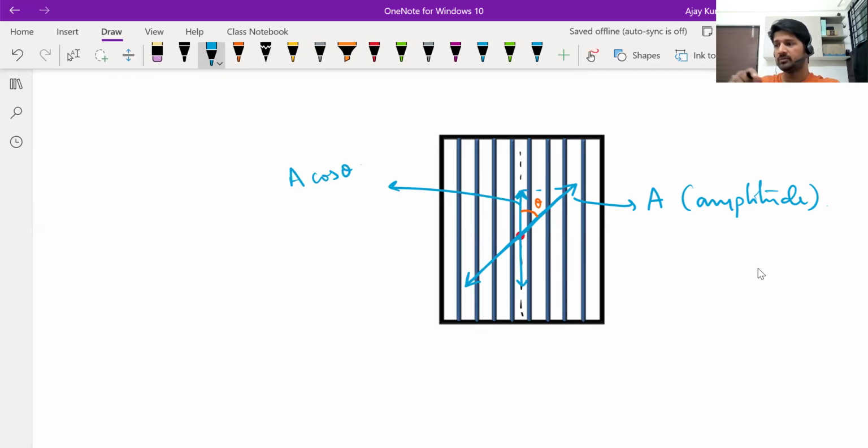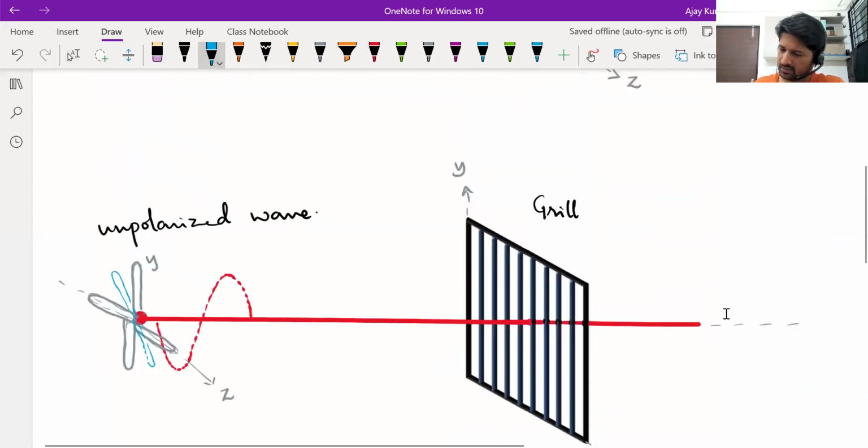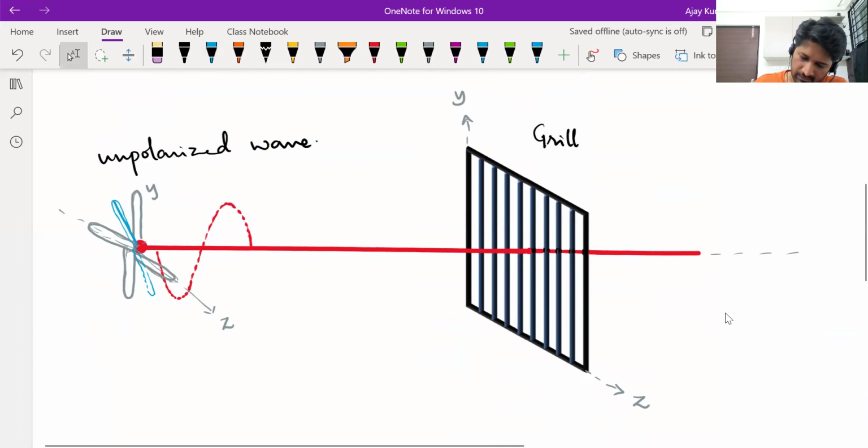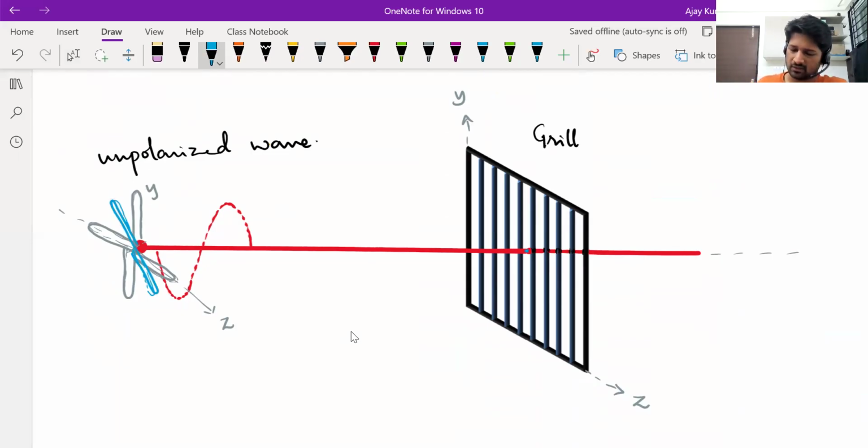You are trying to move the particle up to a distance A in some random direction which makes an angle theta with the y-axis. But since the groove is in the y direction, the effective displacement of the particle will only be A cos theta in the y direction. So if you create a disturbance at an angle and oscillate the particles of the string, till that disturbance reaches the grill, the particles will oscillate at an angle itself. But after passing through the grill, you will only see particles oscillating along the y direction with this much amplitude.